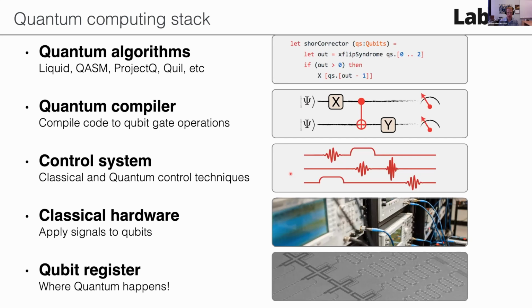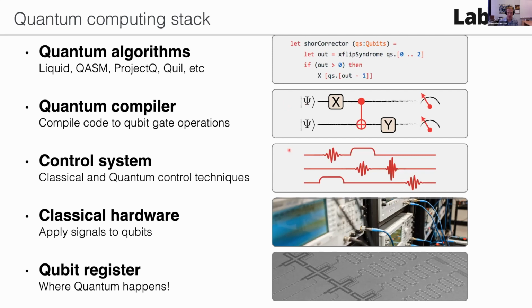This slide here shows a typical quantum computing stack, where at the very top you have the quantum algorithm that you want to implement. This could be any of your favorite quantum programming languages, for example, Liquid, Cirq, Q#, etc. I think this example I'm showing here is in Microsoft's language. The next step is where you compile this algorithm into quantum gate operations. So this is then compiled into various gates applied to the qubits.